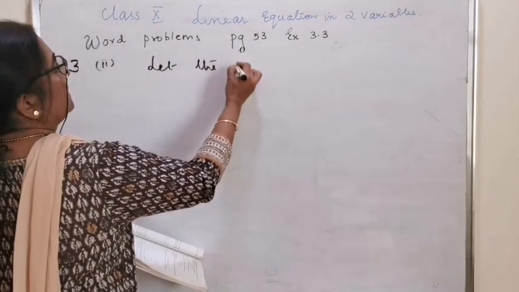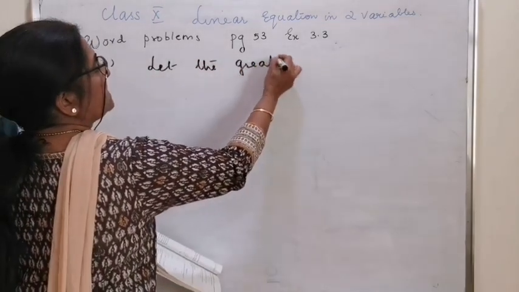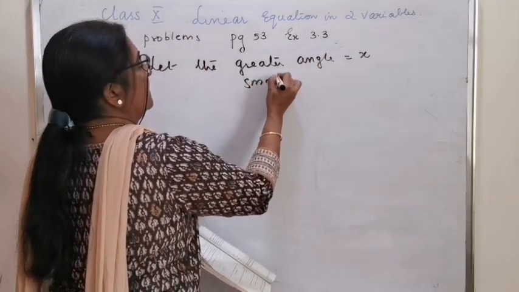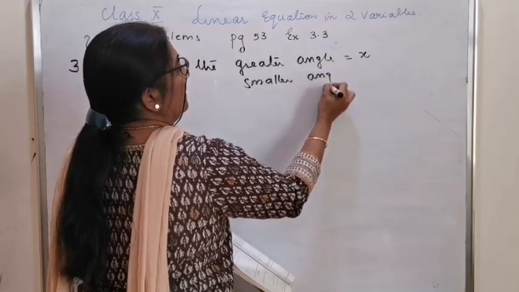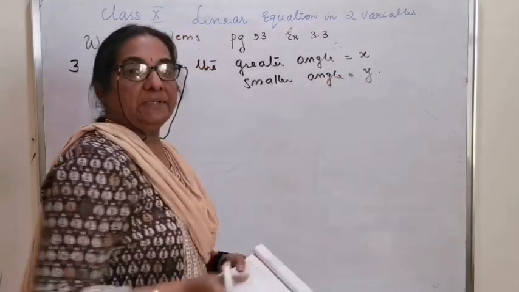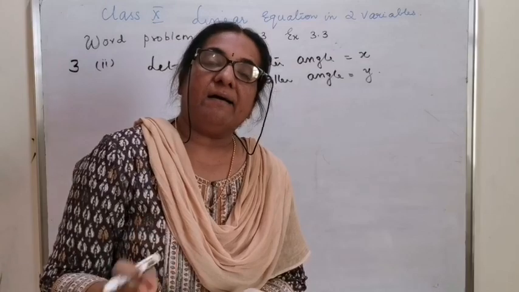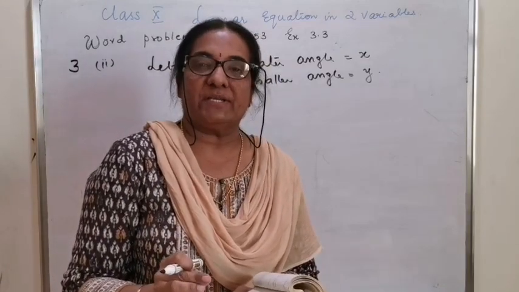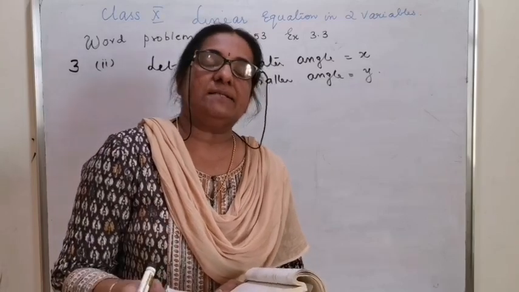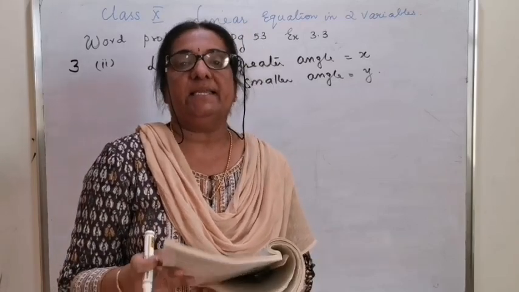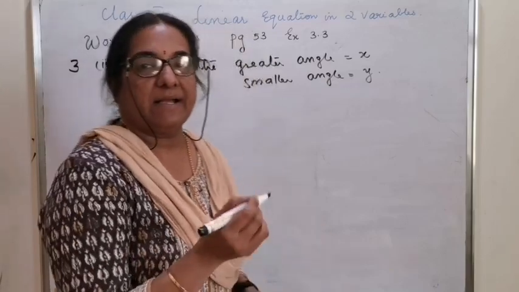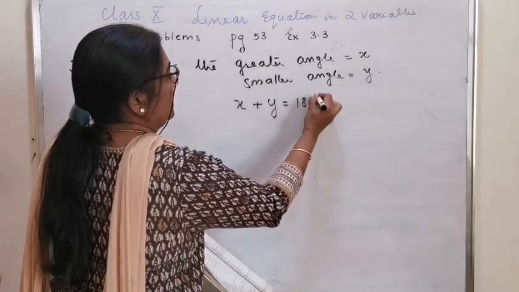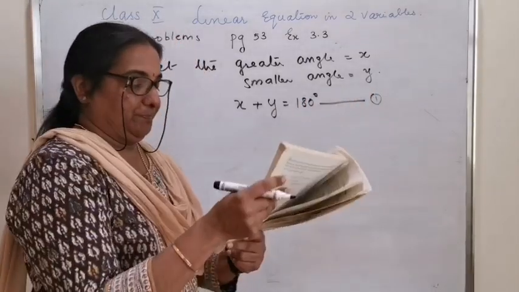Let the greater angle be x and the smaller angle be y. As per the question, they are a pair of supplementary angles. So what will be the first equation? The angles whose sum is 180 degrees are called supplementary angles. Therefore, the first equation is x plus y is equal to 180 degrees.